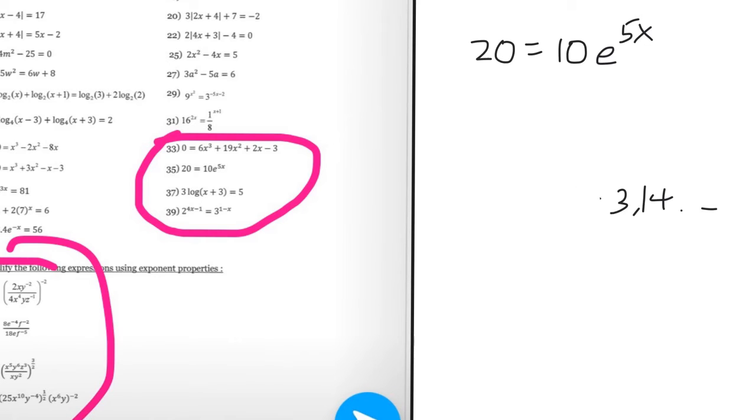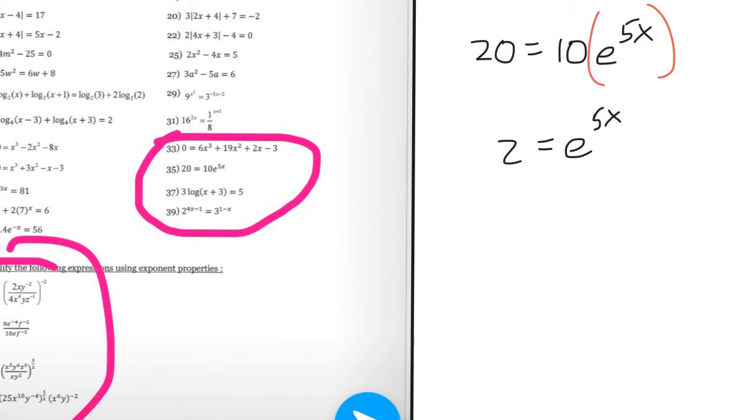And let's dive in. When you have something like this, what you want to do is most definitely isolate the base that has the exponent in question. You want to isolate that by itself. So clearly the 10 is in the way. That's very easy. We just divide both sides by 10, and we end up with e to the 5x equals 2. Okay, then the question is, all right, what do we do? Because how am I going to bring this 5x down to earth and so on?